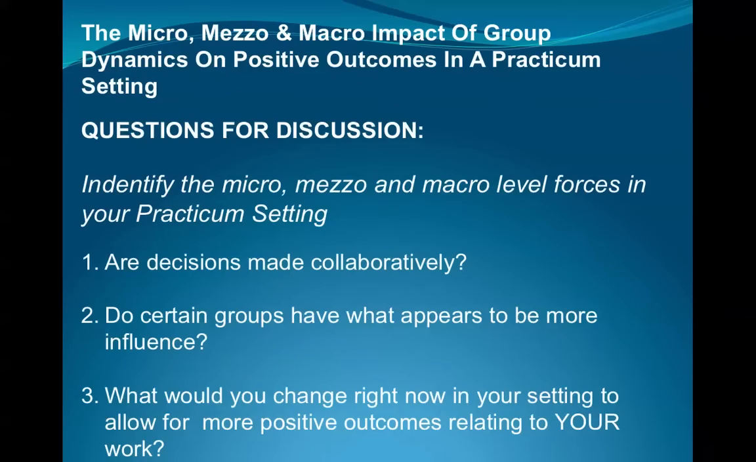So in terms of how we generalize this and how we create comparables, what I'd like you to think about, based on what I've shown to you, and understandably 10 minutes is not a great deal of time, are what are the micro, mezzo, and macro level forces in your practicum setting? Are decisions made collaboratively? Do certain groups have what appear to be more influence? And if so, what and who are those groups? And what would you change right now in your setting to allow for more positive outcomes relating to your work?